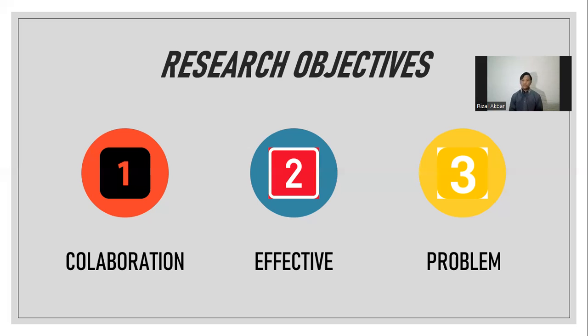Three is problem. Problems may occur in every aspect. So problem means, if Zoom, Classroom, and quizzes have problems, this is what the research points out.